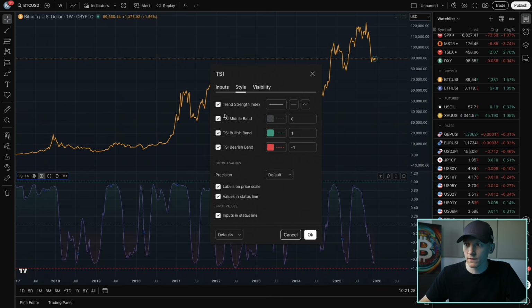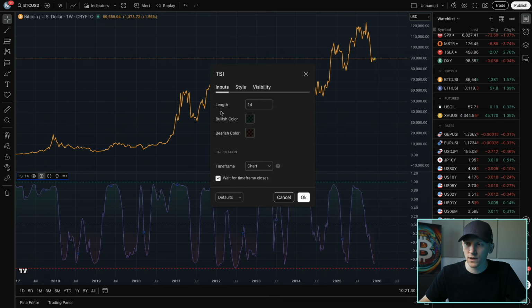Now, the other thing that we want to figure out is the length of the indicator. So it defaults to 14. That means 14 periods. So I'm on the weekly chart for Bitcoin, and that means that the indicator is calculating 14 weeks of price action. So a little bit like a moving average, or the RSI does the same thing. You don't just look at one price, you look at an average of the price over certain periods.